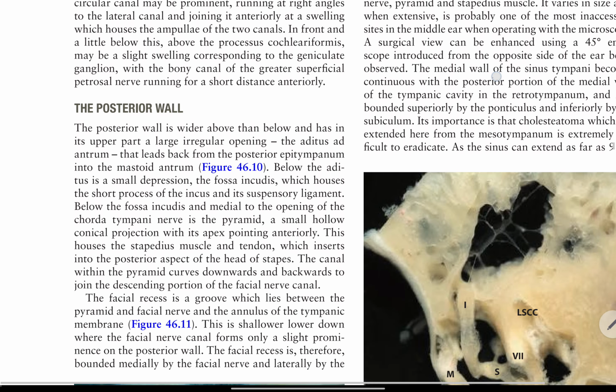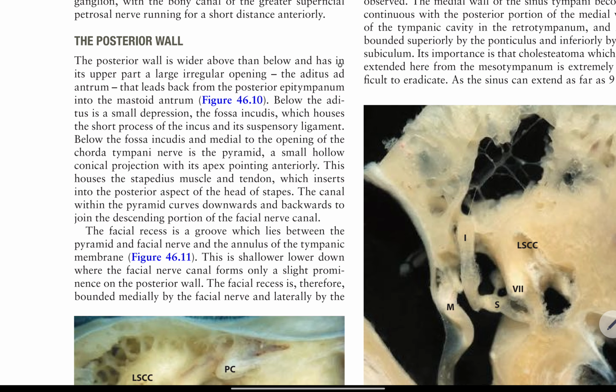The posterior wall. The posterior wall is wider above than below and has in its upper part a large irregular opening, the aditus ad antrum, that leads back from the posterior epitympanum into the mastoid antrum. Below the aditus is a small depression, the fossa incudis, which houses the short process of the incus and its suspensory ligament.